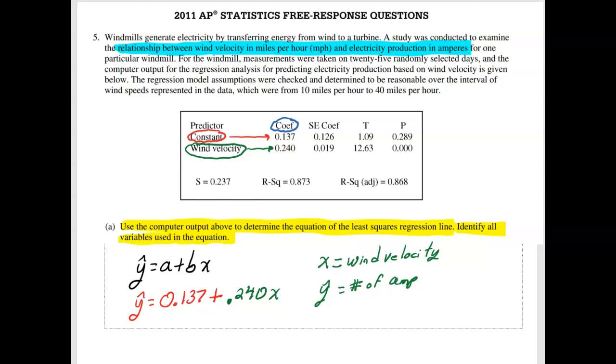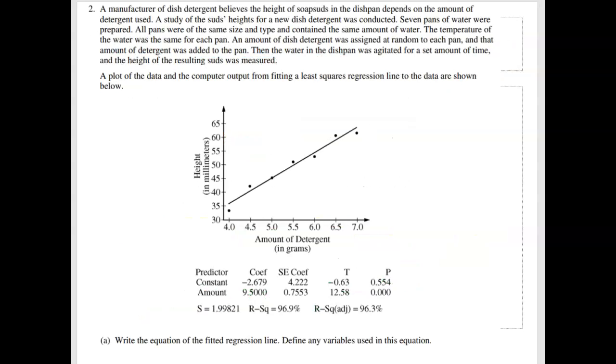Let's take a look at another problem. This is another AP problem, a 2006 AP Stats problem. You can see you have a scatter plot and another computer output, and again the question is to write the equation of the least squares regression line. So again, we want to look at the chart. We're going to look at the coefficient, and here it says constant. Across from the constant is always going to be the y-intercept, and then here's the variable amount, and that's going to be the slope.